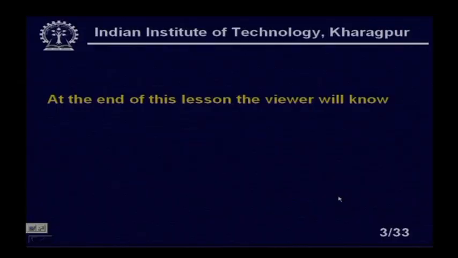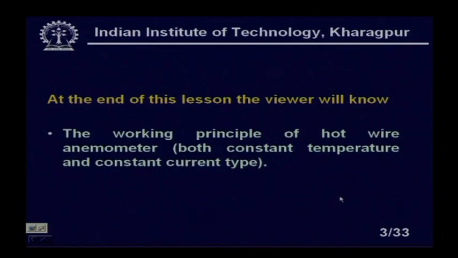At the end of the lesson, the viewer will know the working principle of the hot wire anemometer, both the constant temperature and the constant current type. These are the two basic types of hot wire anemometer you will find. We will cover both: how it works, what the signal conditioning circuitry is, and the advantages and disadvantages, everything will be covered in this particular lesson, along with the problems and solutions for the different flow meters.